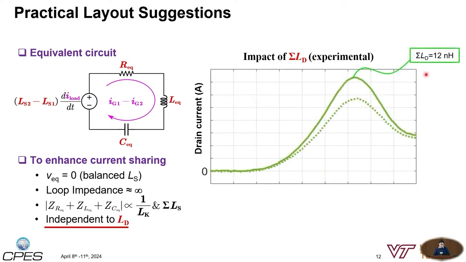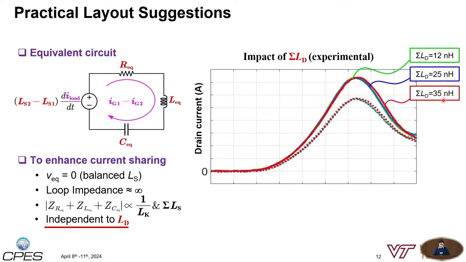You can see, although we start at 12 nanohenry of the summation of drain-source parasitic inductance, if we increase it to 25 nanohenry or increase it to 35 nanohenry, the dynamic current sharing doesn't change at all. This is because the entire mechanism is independent of your drain parasitic inductances.